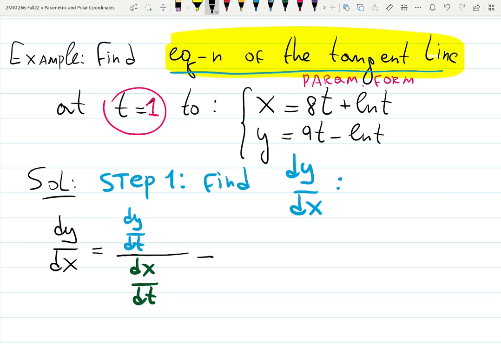Who wants to help me this time? Someone in the middle? Front rows are always talking, which is good, but let's give other people a chance to wake up. 8 over t. So dy, 8 over 9 over t. That's what you said? What is the derivative of y with respect to t?